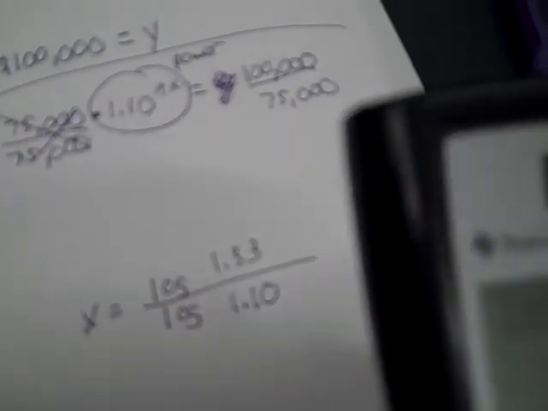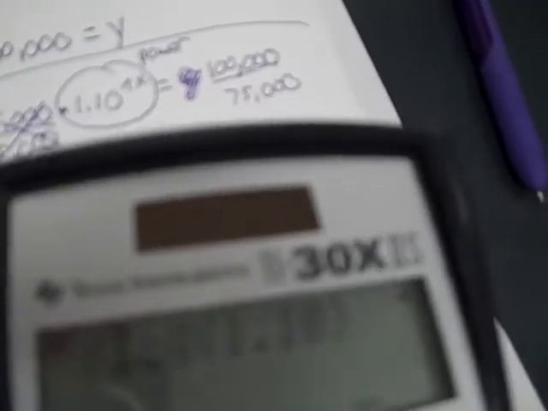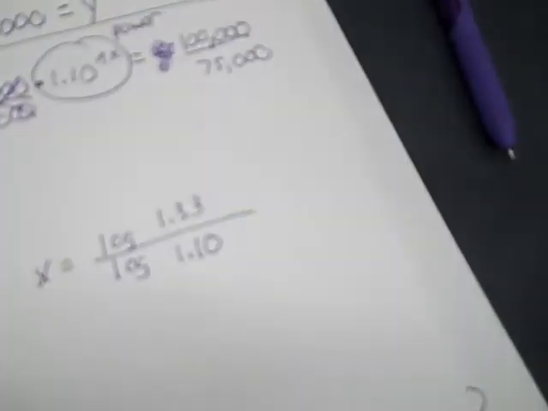Okay, so I'm going to take log 1.33 divided by log 1.10. That's going to be about 3. 2.99 is practically 3, so 3 years.